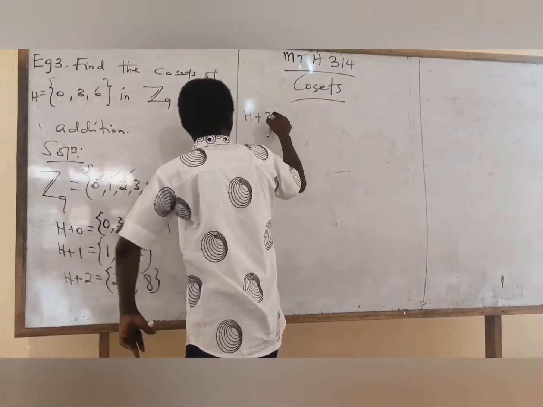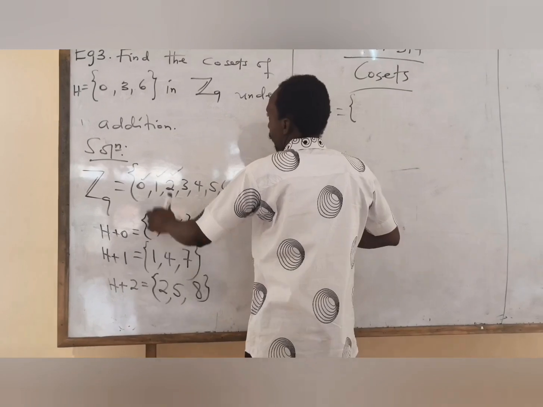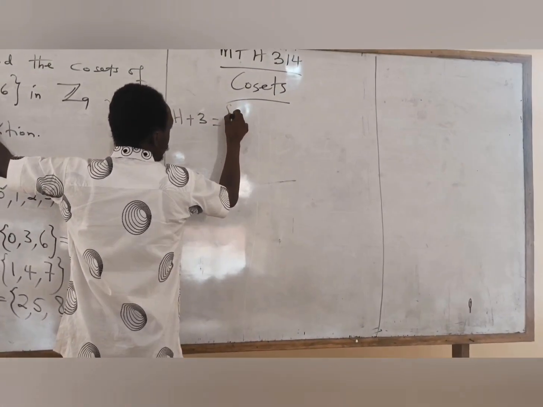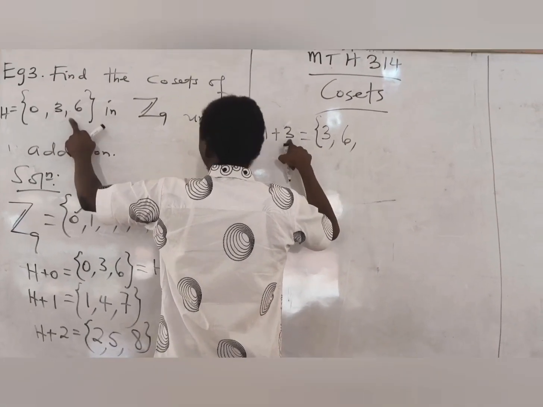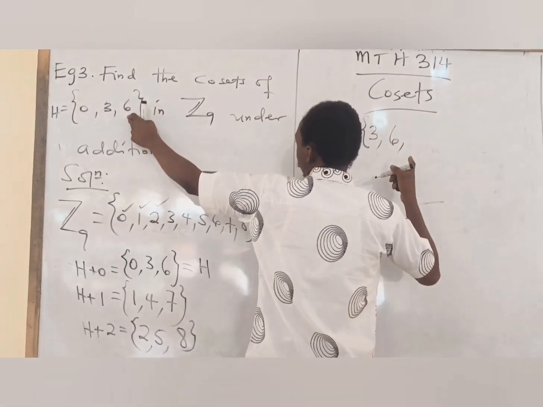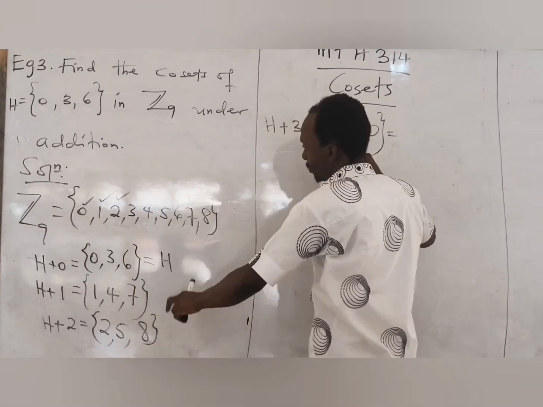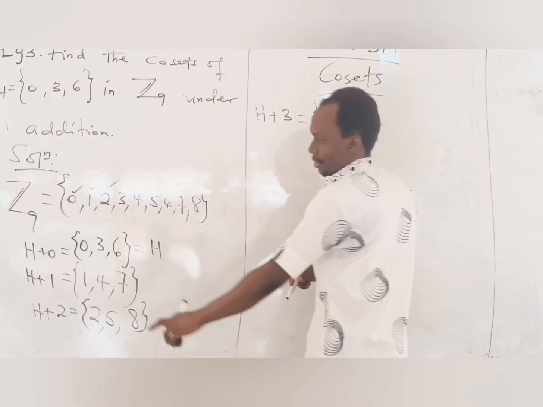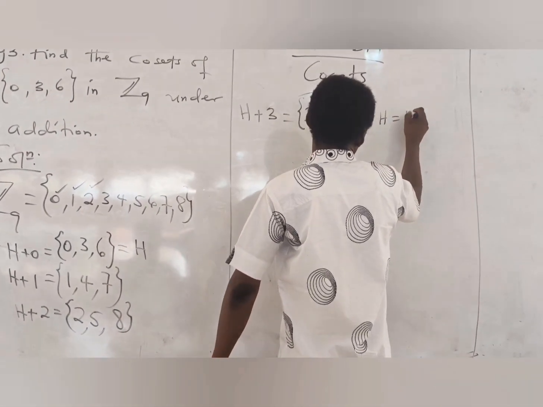Let's watch and see where it is going to start repeating. 3 plus 0, 3. 3 plus 3. 3 plus 6, 9. 9 modulo 9, 0. What is this saying? Is that the same as 8 plus 0? Can you see? 8 plus 0, 8. This is the same as 8 plus 0.